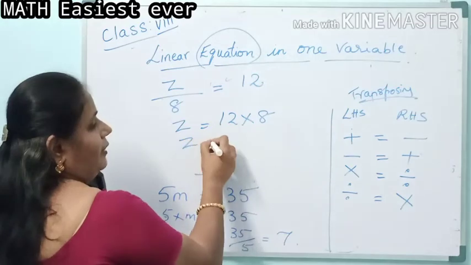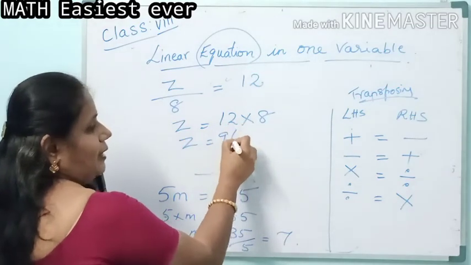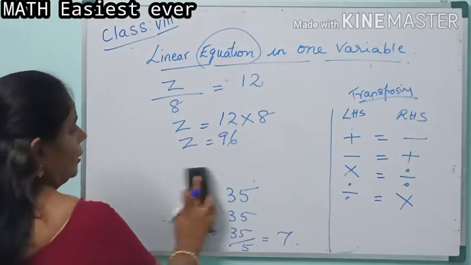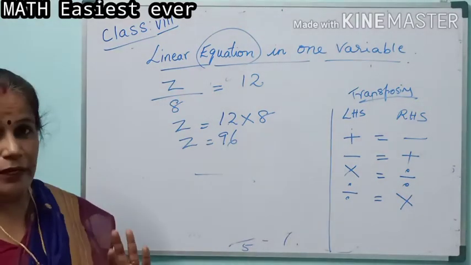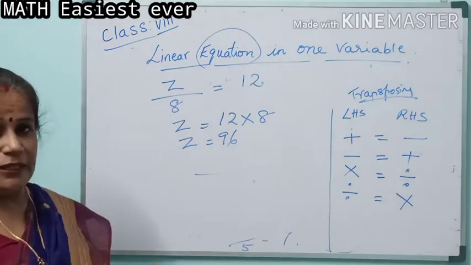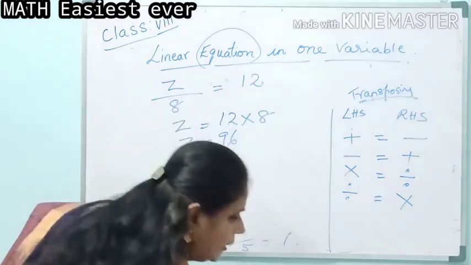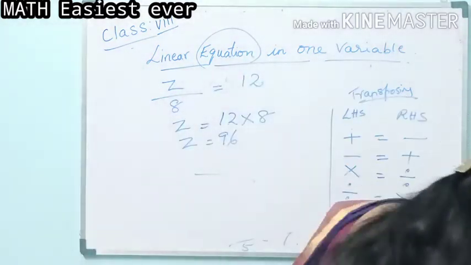So your z will be 12 into 8. 12 8s are 96. So you can check that also. 96 divided by 8 is equal to 12. Hope this transposing is clear for you. Same sum is given in your exercise question. You can do it and practice.